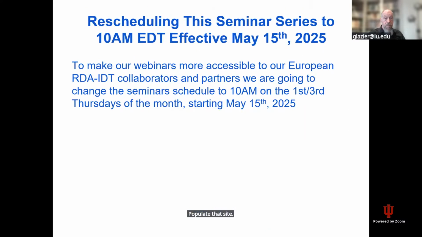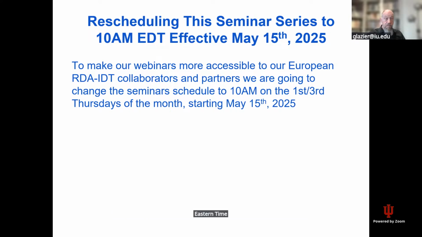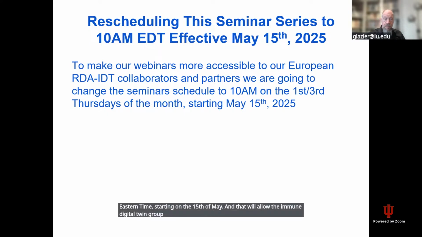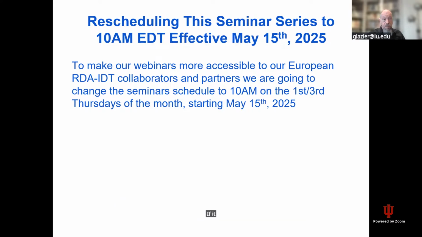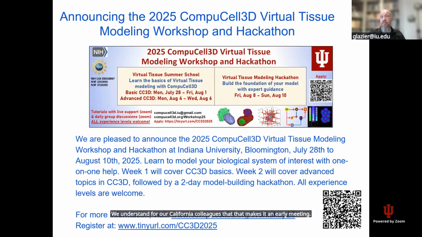The plan at the moment is to make life easier on our European colleagues and less easy, I'm afraid, on our West Coast colleagues, to move these meetings to 10 a.m. Eastern Time, starting on the 15th of May. And that will allow the Immune Digital Twin group through our DA, led by Anna Niarakis, to participate more fully. If it doesn't work, we can move the times back, but currently, effective May 15th, the plan is to move these meetings earlier.